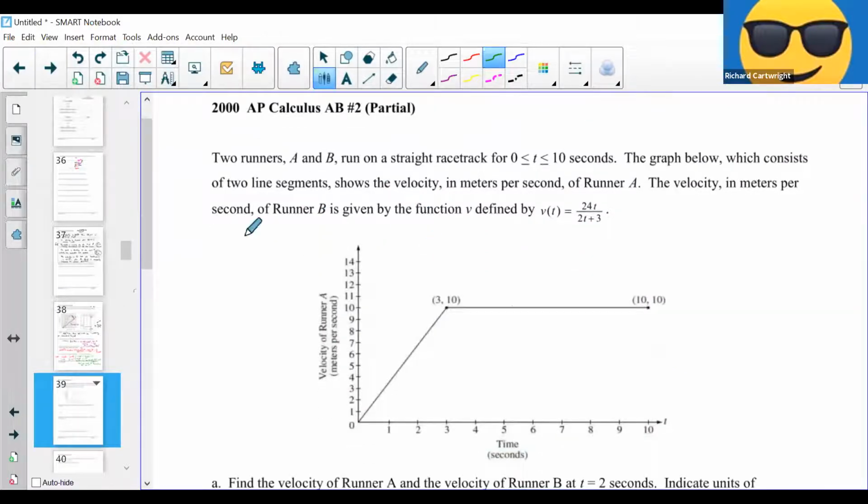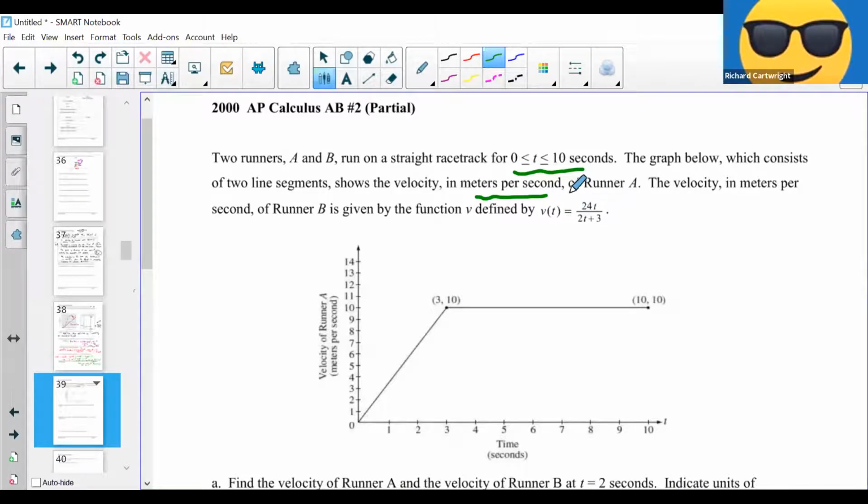Let's do 2000. It's a little newer, and it's two runners, A and B, who run on a straight racetrack from 0 seconds to 10 seconds. So that's just 0 to 10. There's my A and B. The graph below, which consists of 2 line segments, shows the velocity. It's a velocity graph again, and we are in meters per second. Hopefully I won't forget, meters per second.